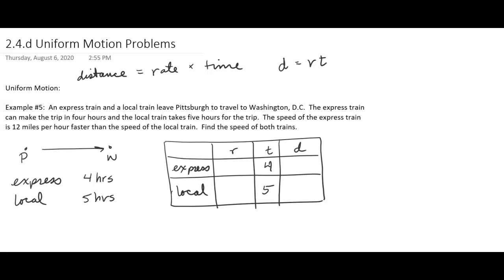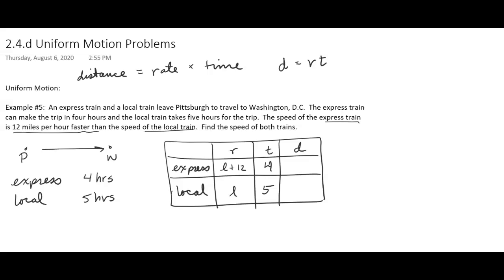Now this next part's important. It says the speed of the express train is 12 miles an hour faster than the speed of the local train. So let's say I used L for local. That's the speed then of the local train. The express train is 12 miles an hour faster, so L plus 12. Now, hopefully that makes sense.